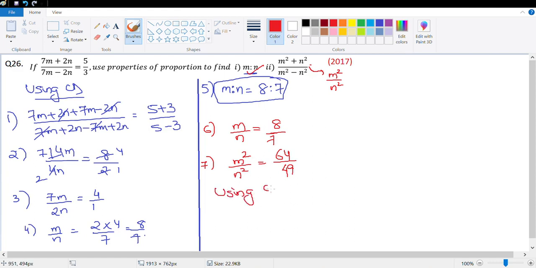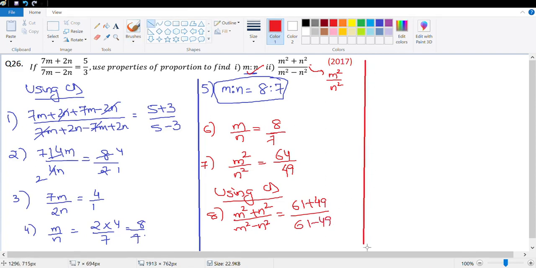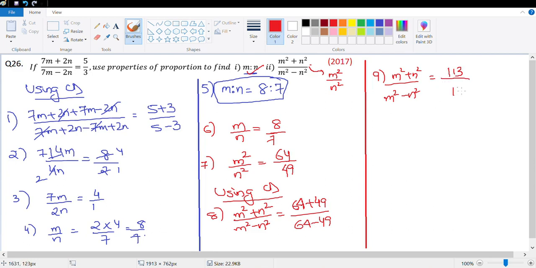So using componendo and dividendo, I get m square plus n square upon m square minus n square is equal to 61 plus 49 upon 61 minus 49. So this gives us 61 plus 49, that's 100 and, not 61, 64. My mistake, this is 64. I don't know why I wrote 61. This is 64. So 64 plus 49, that's 113. And 64 minus 49, that's 15. So the value of this is 113 by 15.